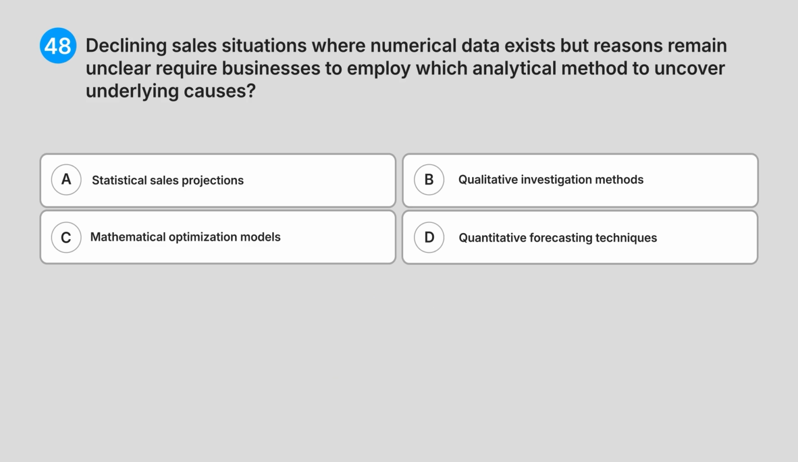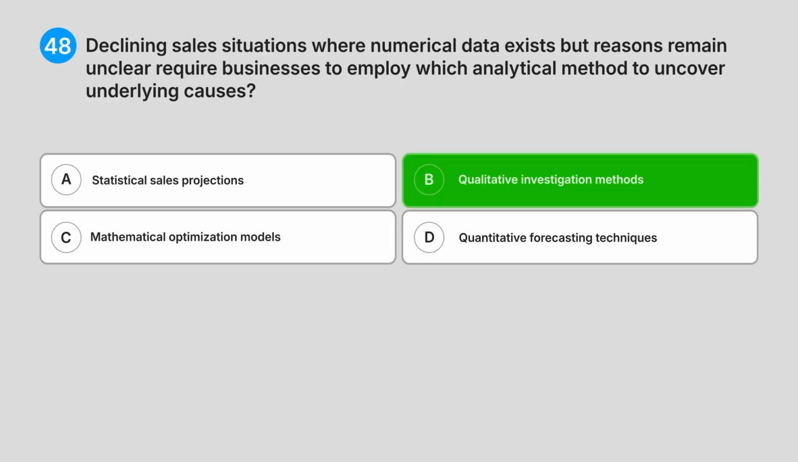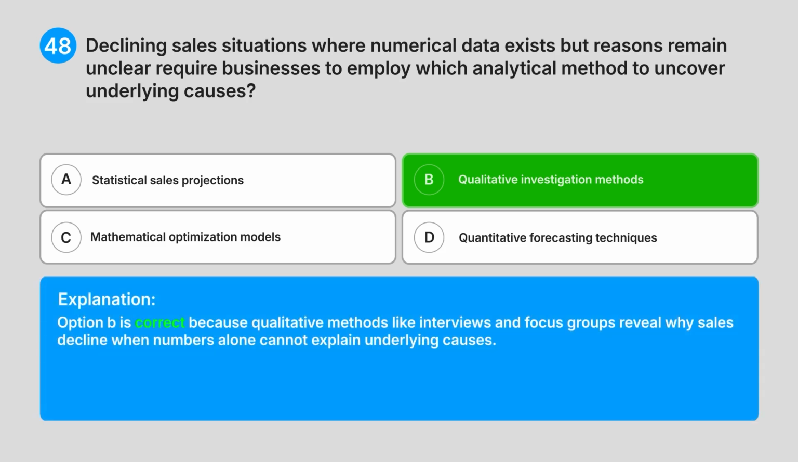Correct answer, B. Qualitative investigation methods. Explanation. Option B is correct because qualitative methods like interviews and focus groups reveal why sales decline when numbers alone cannot explain underlying causes.